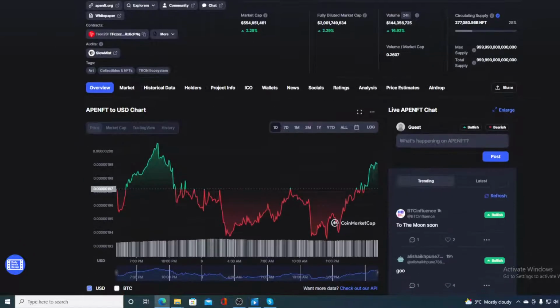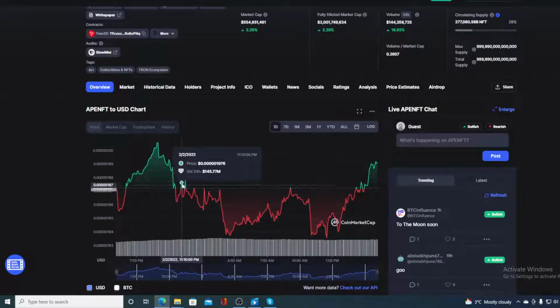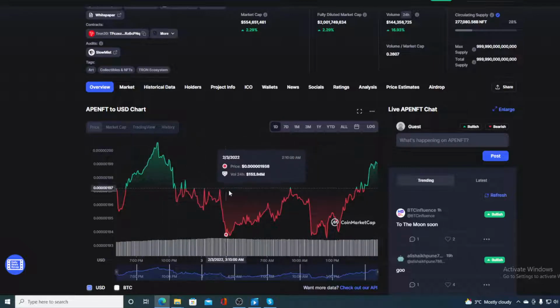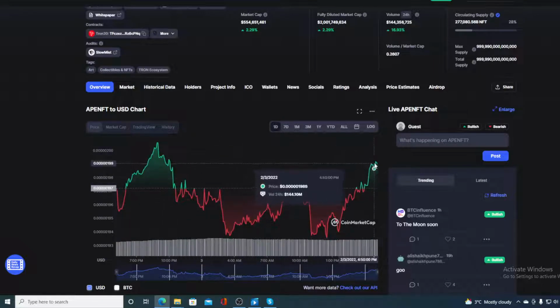Now if we look at the chart, you can see that all day today the value of ApeNFT was first in the green and then it went down to the red. And now it's in the green again.